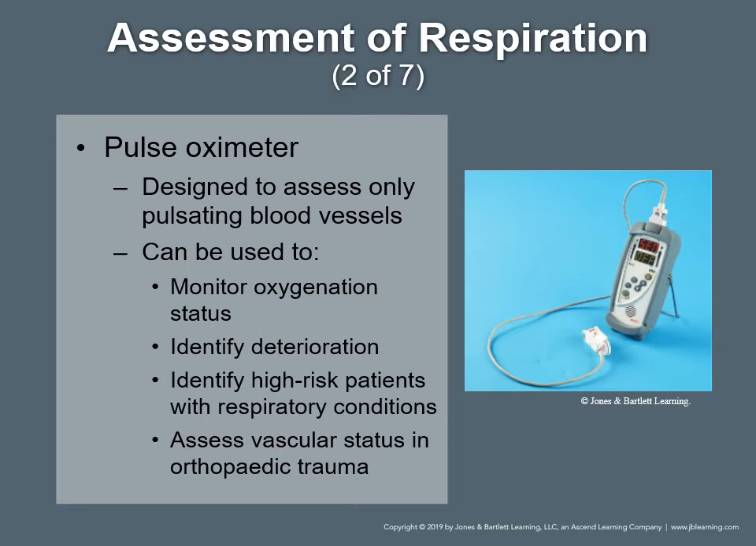Situations in which pulse oximeters may be useful in pre-hospital emergency medical care include the following: monitoring the oxygenation status of a patient during an attempt to insert an advanced airway or during suctioning, identifying deterioration in the condition of a trauma patient, identifying deterioration in the condition of a patient with cardiac disease, identifying high-risk patients with respiratory conditions, and assessing vascular status in orthopedic trauma. Be aware of circumstances that might produce erroneous readings. These are bright ambient light, patient motion, poor perfusion, nail polish, venous pulsations, and abnormal hemoglobin. Do not make treatment decisions based solely on pulse oximetry.